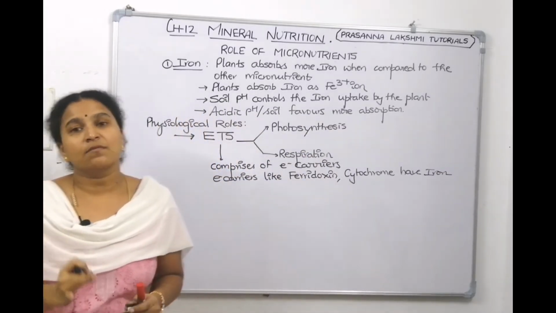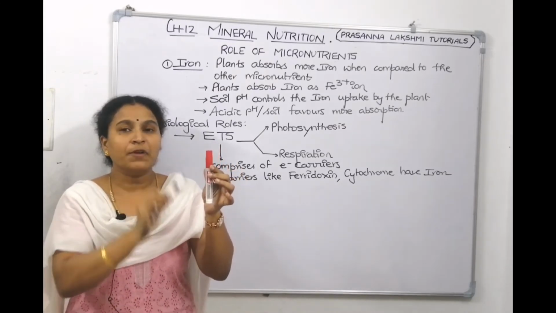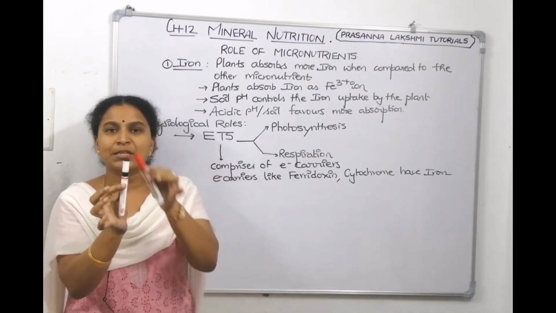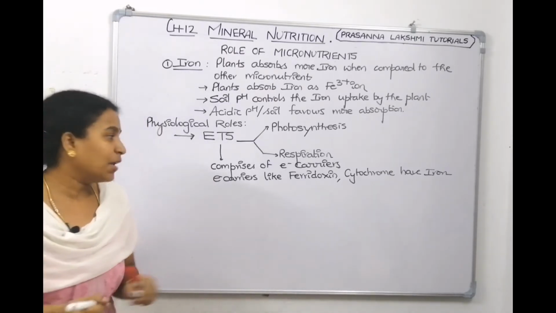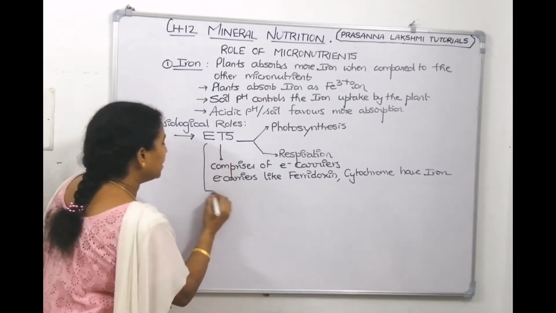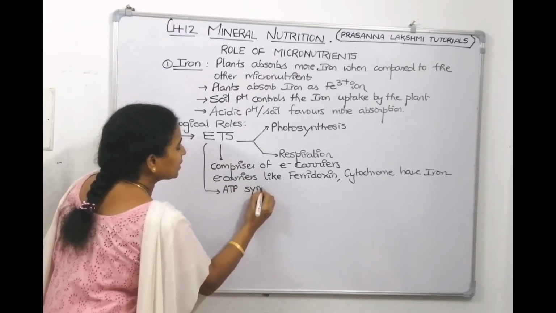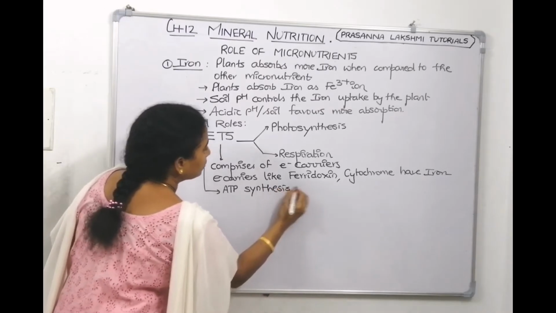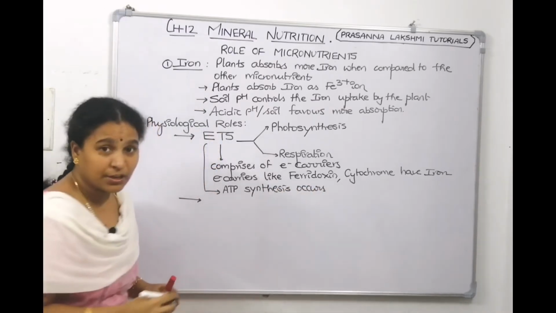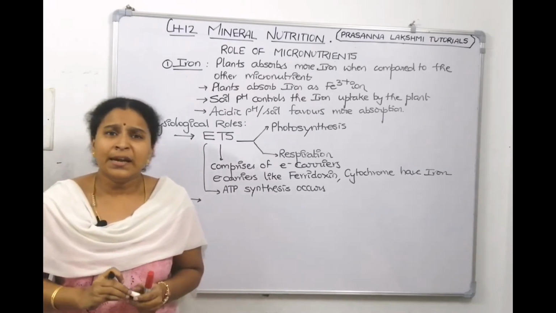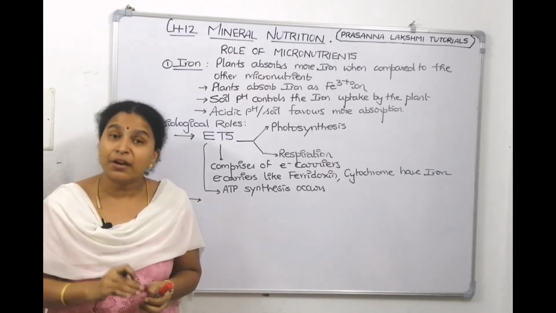Cytochrome and ferredoxin, what are they? Electron carriers. What do they do? They help in transport of electrons from this one to this one, from this one to this one. As the electrons are moving, they help in ATP synthesis. So now in ETS, ATP synthesis occurs. That means iron is helping in energy generation. That is one function.